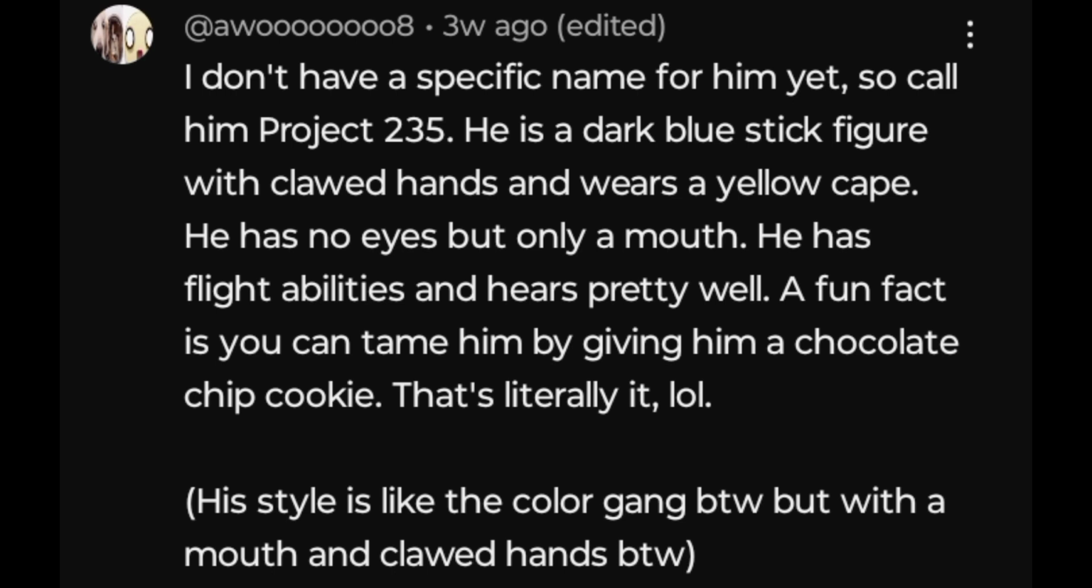Suggestion number 2. A Woo 8 says, I don't have a specific name for him yet, so call him Project 235. He is a dark blue stick figure with clawed hands and wears a yellow cape. He has no eyes, but only a mouth. He has flight abilities and hears pretty well. A fun fact is you can tame him by giving him a chocolate chip cookie, that's literally it. His style is like the Color Gang, by the way, but with a mouth and clawed hands.